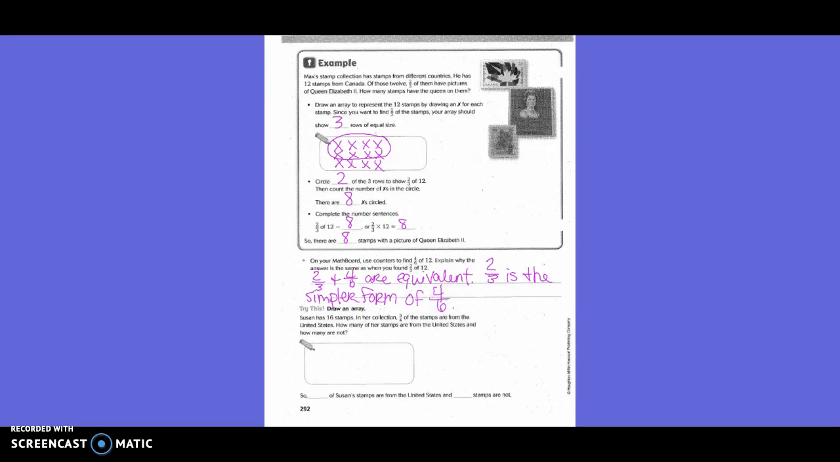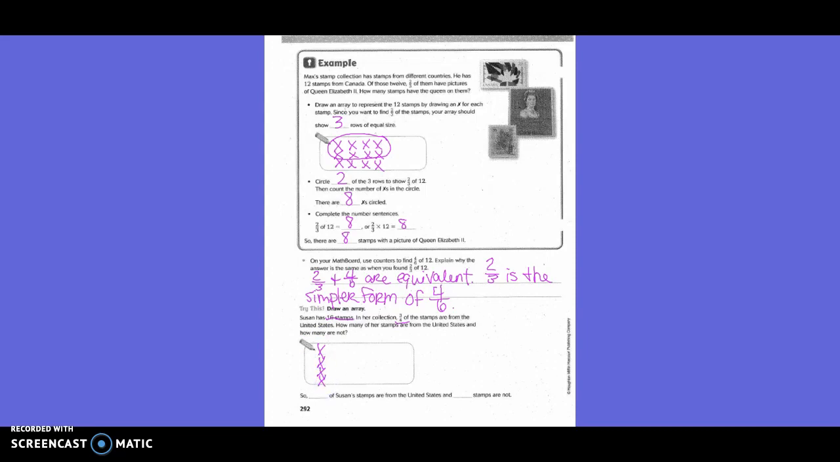Draw an array. Susan has 16 stamps in her collection. 3/4 of the stamps are from the United States. How many of her stamps are from the United States and how many are not? So we need 16 stamps total, and then we only want 3/4. So when I go to draw my X's, how many rows do I need? 4, because 4 is my denominator.